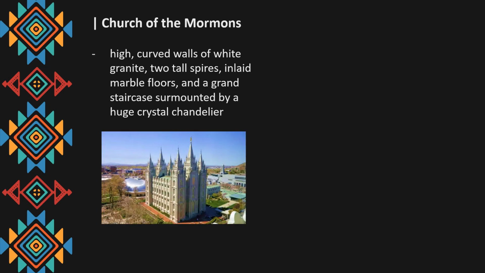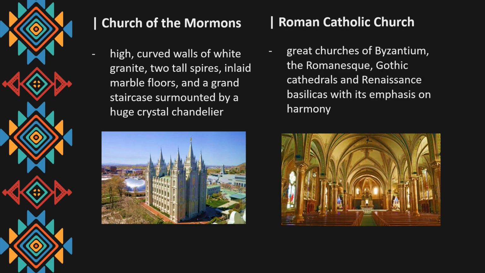Its church structural design doesn't boast any medieval mosaics, but its luxurious design is by 21st century standards, with high curved walls of white granite, two tall spires, inlaid marble floors, and a grand staircase surmounted by a huge crystal chandelier. Next, we have the Roman Catholic Church. Its architectural design varies from time to time and place to place.